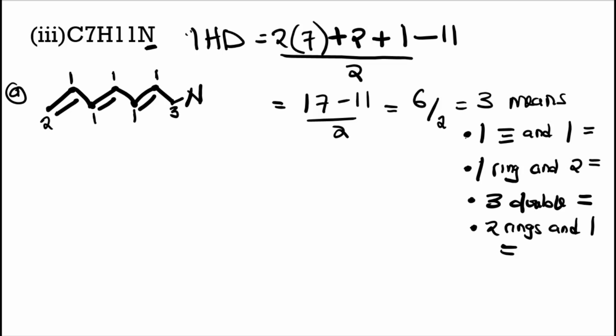Where's the other one? Let's look for the other one. Okay, so this carbon here has got 2. This carbon here is 1. This carbon here is 1. This carbon here has 1. This carbon here has 1. So 1, 2, 3, 4, 5, 6, 7, 10. So the other one will be where the nitrogen is. 1, 2, 3, 4, 5, 6, 7.